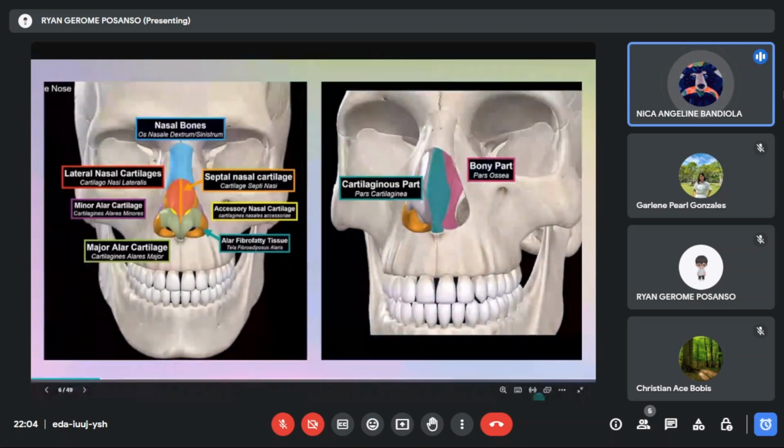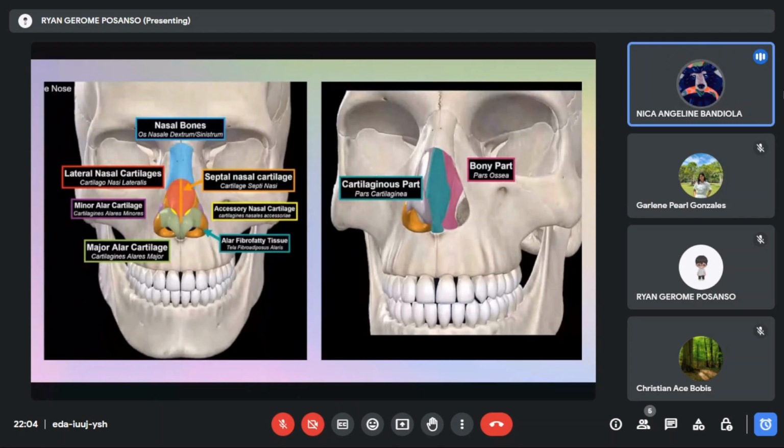This is the frontal view of our external nose, so we can see better. As you can observe, the nasal cavity is divided into two, consisting of the bony part and the cartilaginous part. This is called the septum.